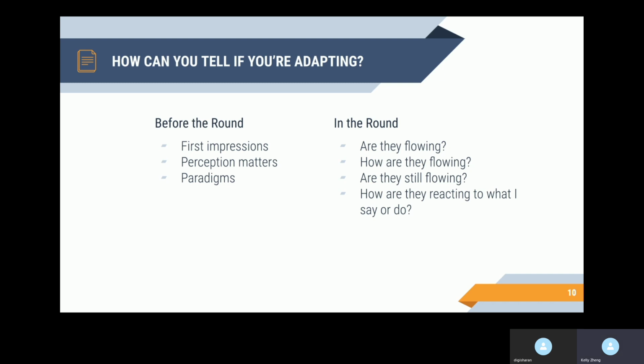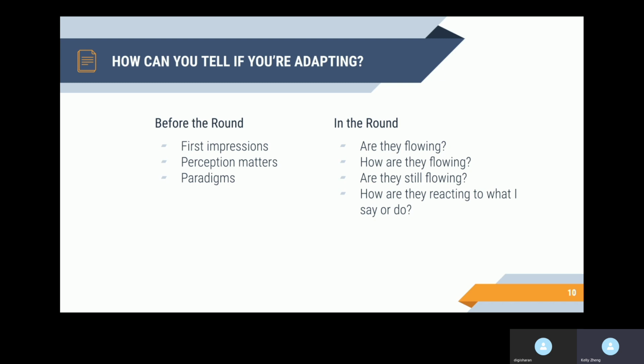the first question I always ask myself is, are they flowing? If they're not flowing, they're probably a lay judge, and I probably would have determined that before the round. But if they're not flowing, you might also be going too fast. If they set their pen down, that's probably not good for you. The other question is, how are they flowing? Maybe they'll tell you that they're a flow judge, but they're flowing on index cards or on one sheet of paper. That probably indicates to you that they're not that experienced.